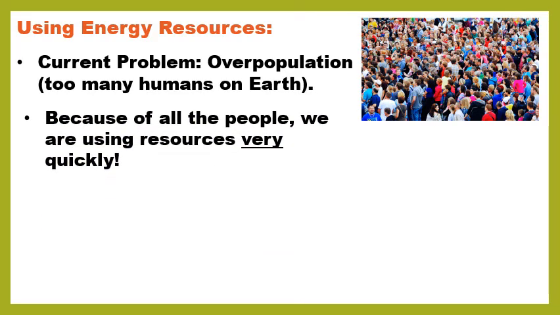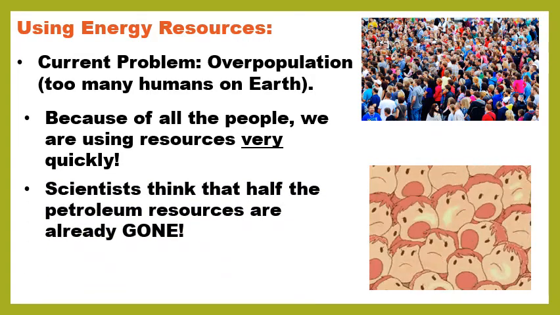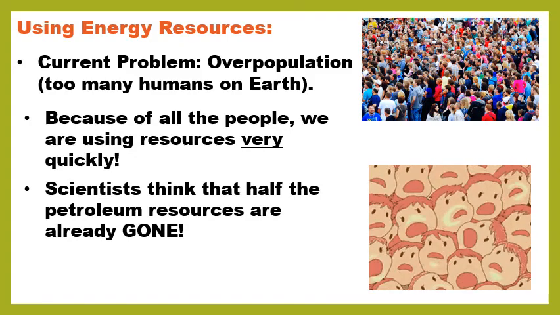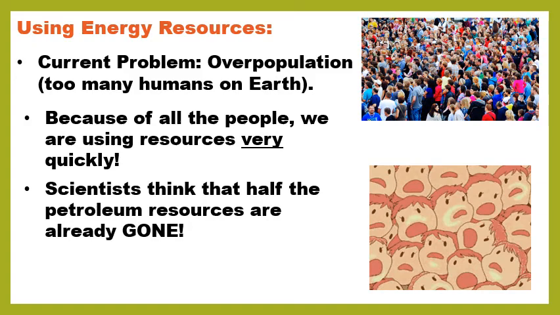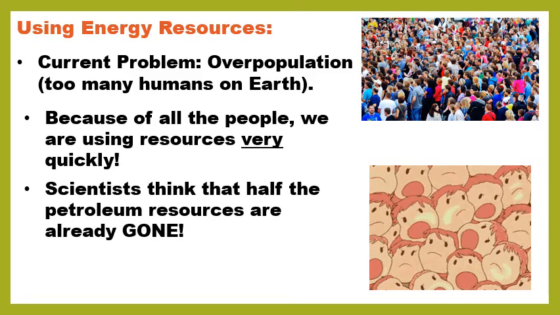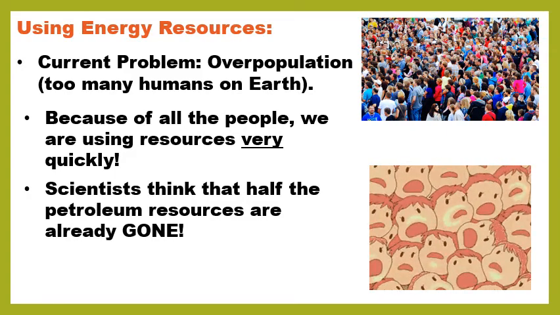Now, because we have all of these people, and all these people want iPhones, and they want food to eat, and they want cars to go to work in, these are basic human rights. But since we have so many, we are just blowing through these resources and using them very quickly. And scientists already think that half the petroleum is already gone. And remember, petroleum is another word for oil, and we use that basically every day. We use it a lot in the bathroom with our cosmetics and our shampoos.